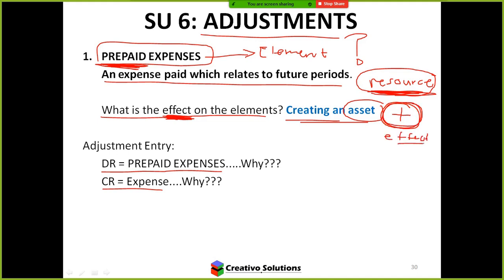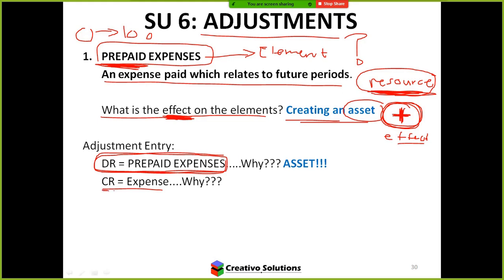You had zero prepaid expenses. Now you're going to have a prepaid expense. Let's say 100. You had nothing, now you're creating it. Can you see why there's a plus here? We're creating the asset. Where is the plus for an asset? Debit. There we go. That's why you debit the prepaid expense. It's because it's an asset.